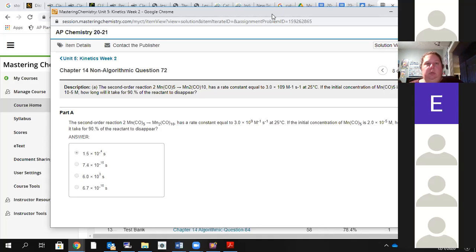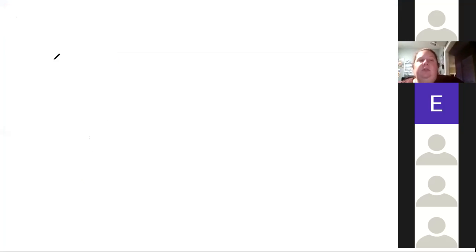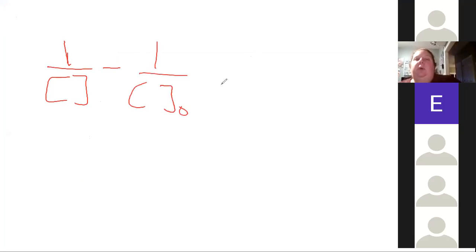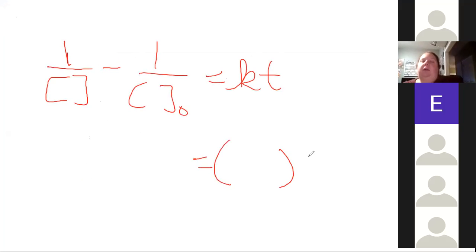So they tell us that we've got a second order reaction. And so the equation for second order is that 1 over concentration at any time minus 1 over the initial concentration equals positive KT. So they gave us a value for K, so we know what to plug in there. T is what we're trying to solve for.